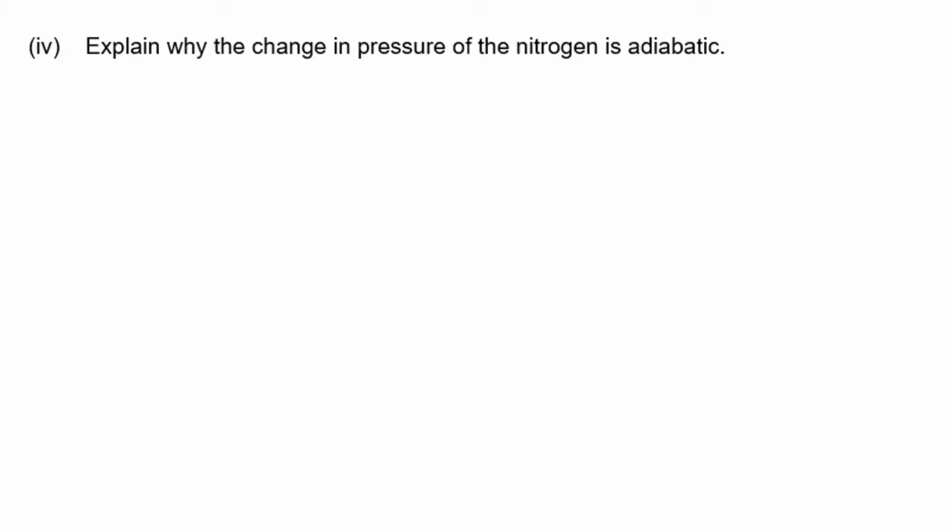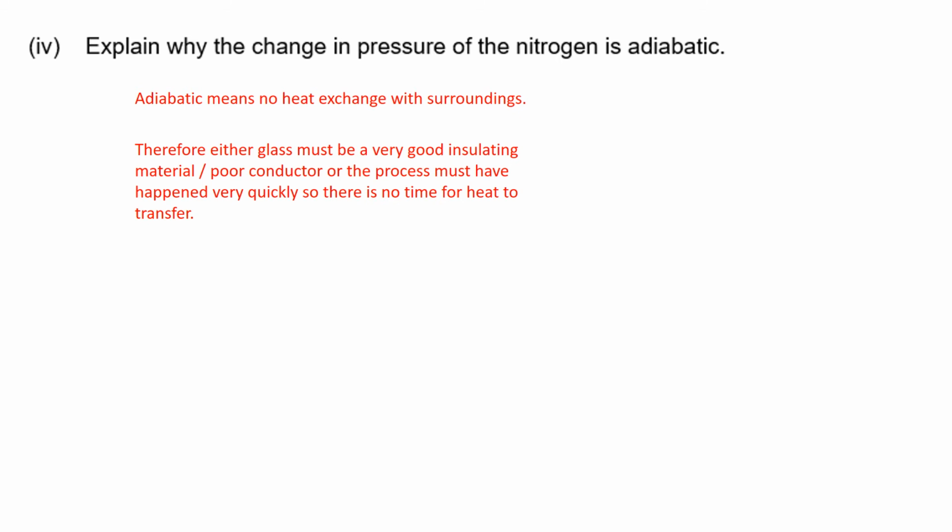Okay. So explain why the change in pressure of the nitrogen is adiabatic, which means why there's no energy exchange with the surroundings. So that's what adiabatic means. So in terms of creating those conditions, either the glass must be a very good insulator or a poor conductor, so it doesn't allow much exchange, or the process must have happened very quickly, so there's no time for heat to actually transfer across.